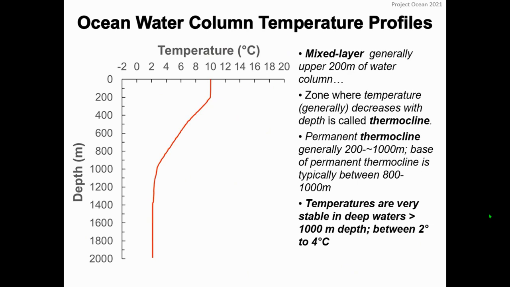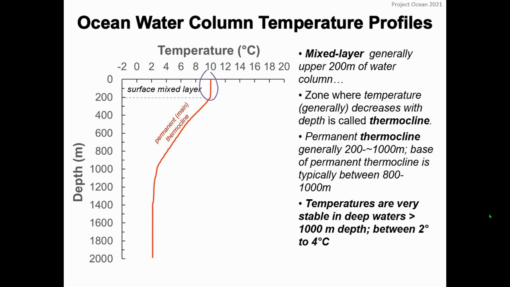Now we're ready to look at an ocean water column temperature profile. Again, this is a typical generalized profile. One will find different profiles based on the conditions that one sees in the water column. So as with salinity, the surface mix layer typically extends to a depth of about 200 meters, and it's characterized by uniform temperatures within the mix layer. A zone where temperature generally decreases with depth is called a thermocline. Now, a permanent thermocline exists from about 200 to approximately 1,000 meters in the deep ocean.